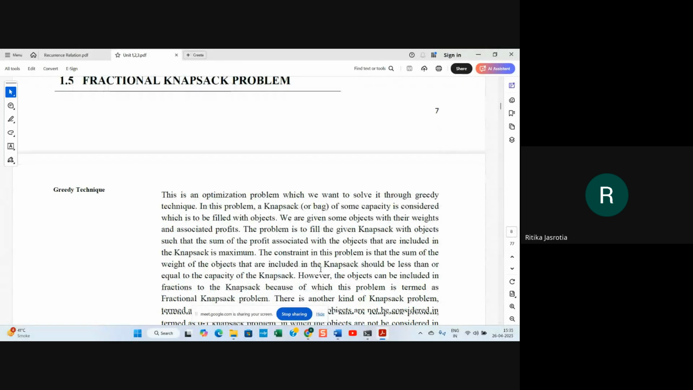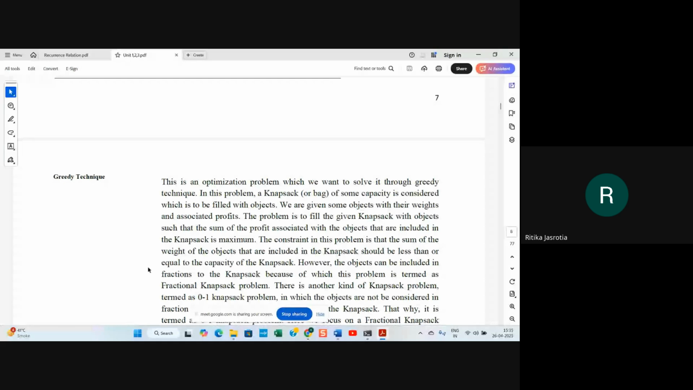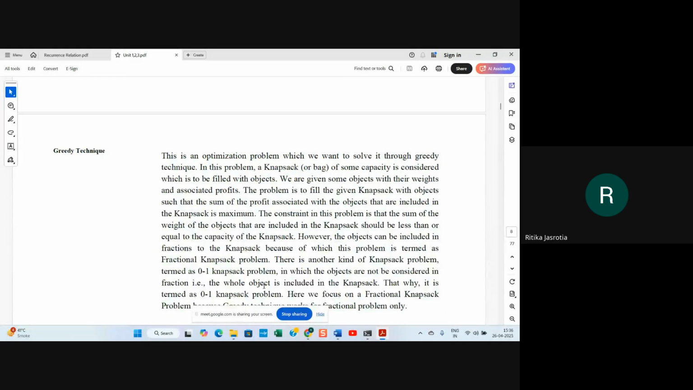The constraint in this problem is that the sum of the weights of the objects included in the knapsack should be less than or equal to the capacity of the knapsack. However, an object can be included in fractions in the knapsack, because of which this problem is termed the fractional knapsack problem. So what they are saying is, you have some items to be put in a bag.